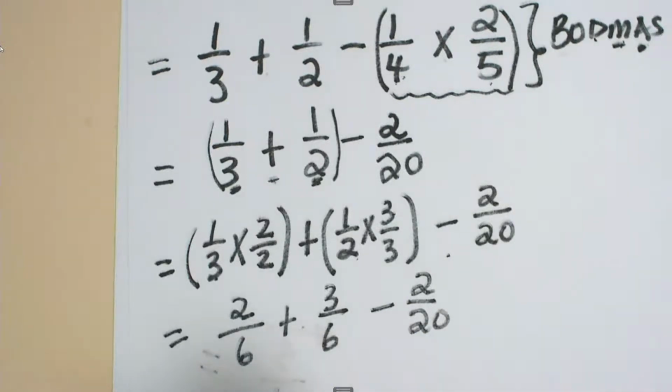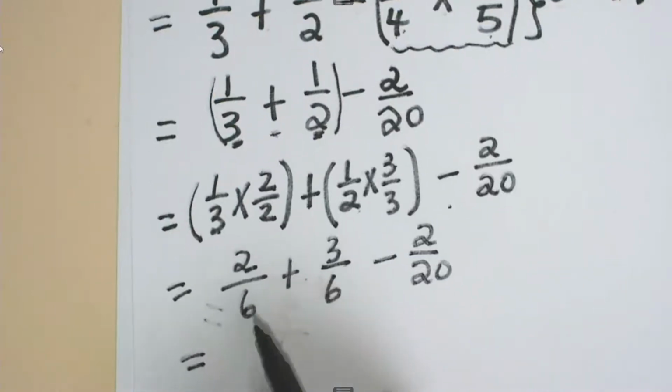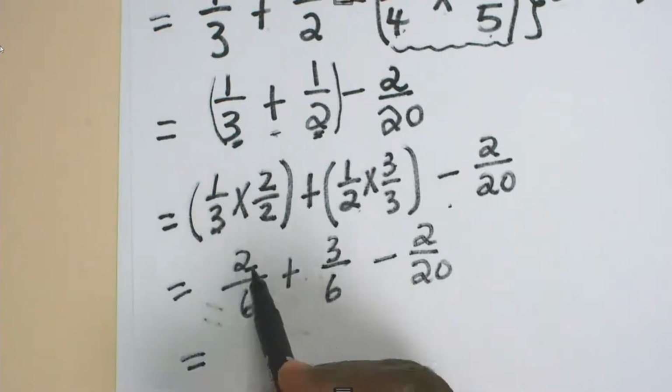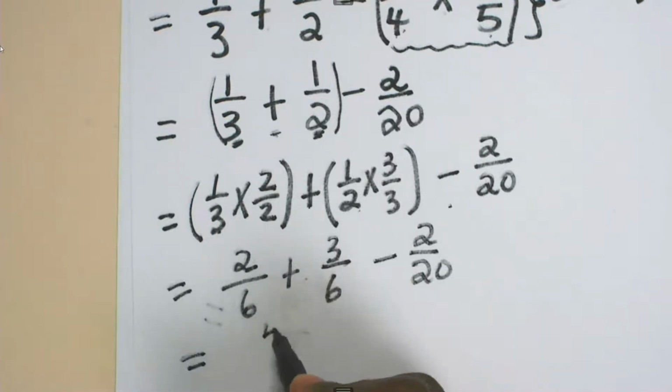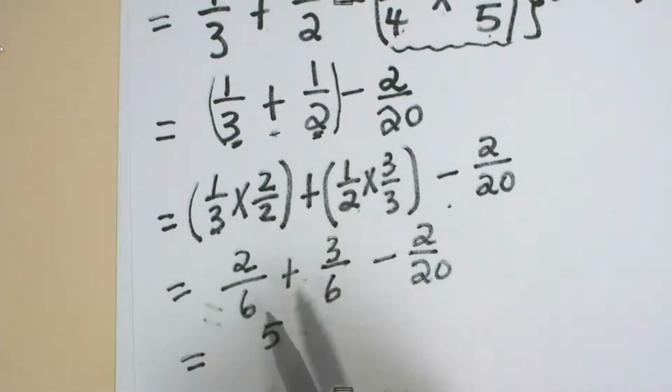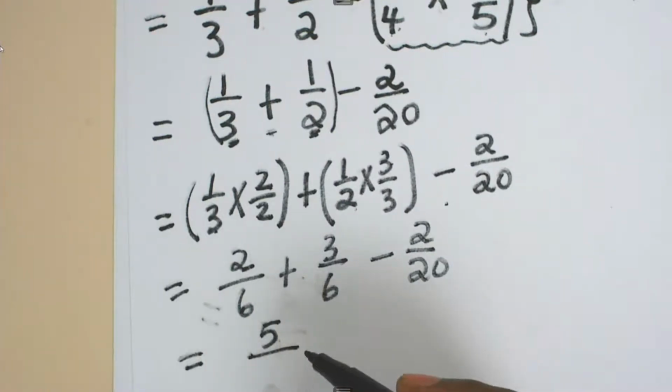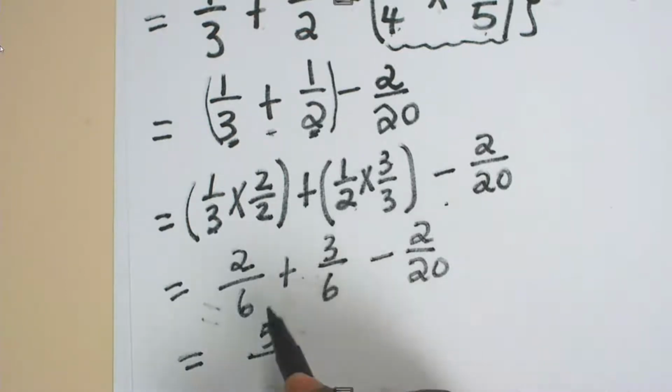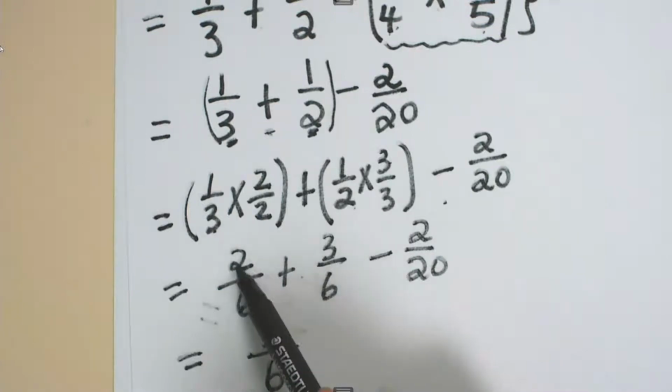Now, since our denominators are the same, we may add our numerators now. And then 2 plus 3 equals 5. Can we add the denominators? The answer is no. Big no. We cannot add denominators because they represent the parts of a whole. Now it equals 5 sixths. 2 plus 3 gives us 5, and we may not add the denominators.